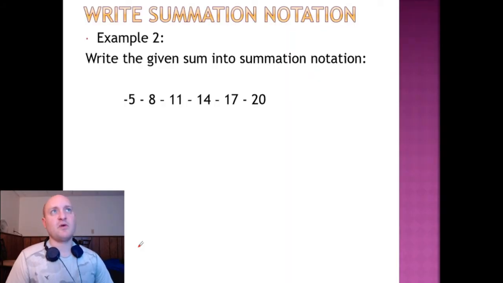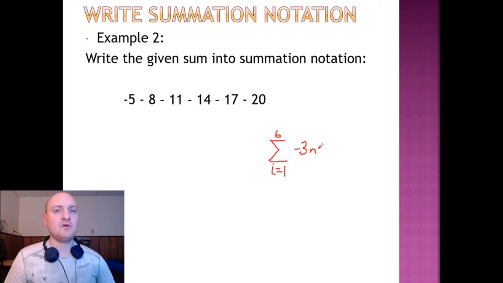Here I am tasked with going back. I have a sum expression that I must write into summation notation. So I'm going to start with that sigma. I need to write my sigma notation so that it has 6 numbers. So I'm going to index my sigma notation from 1 to 6, and I need to write an expression that calculates out to each of these numbers, starting from -5 and counting down by 3. I'm going to use the expression -3n minus 2. That way, when I plug in 1, I get a first value of -5, and each number after that goes down by 3 because of the linear expression -3n.